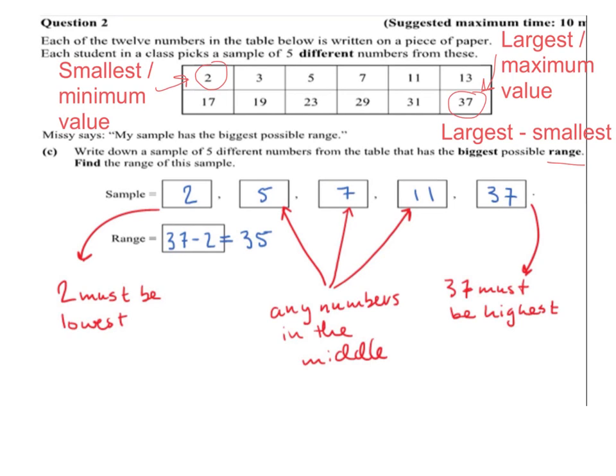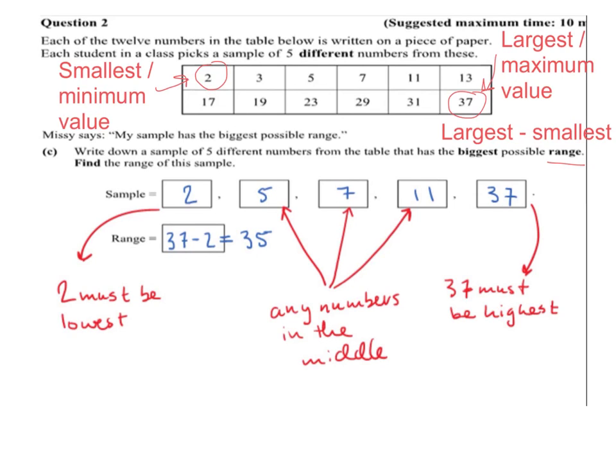So in the sample of numbers, the 2, which is the smallest number, must come first into the first box. The 2 must be the lowest number. And the 37 must go into the last box. The 37 must be the highest number, the highest value. So the lowest number must go in the first box, and the largest number must go in the last box. And then we can choose any numbers that are left over to go in between.